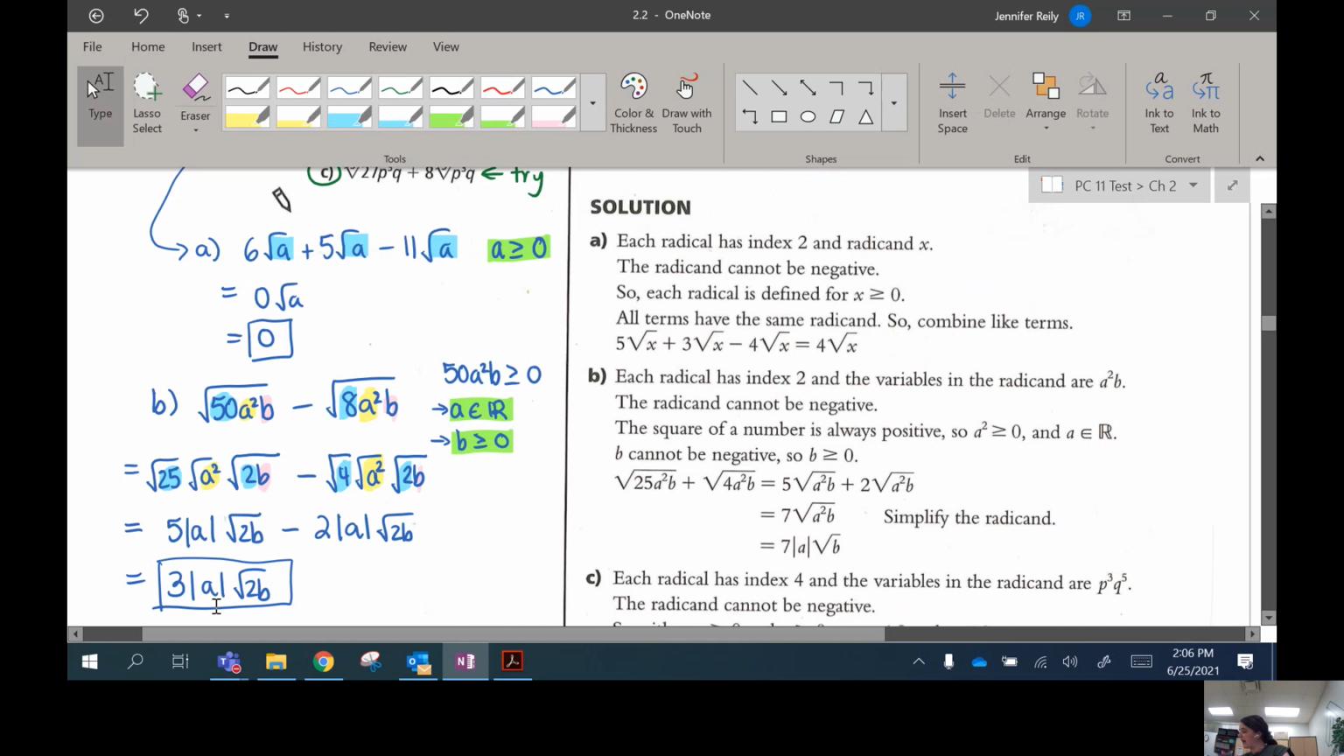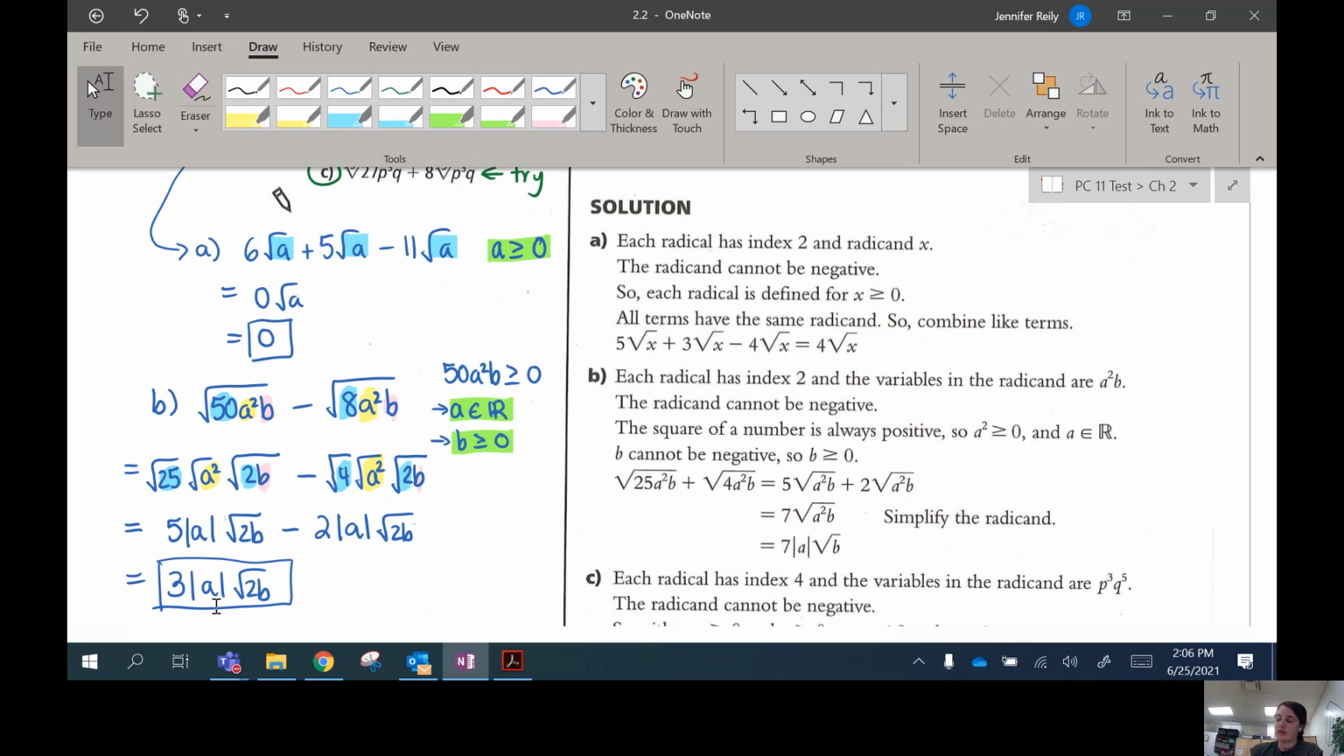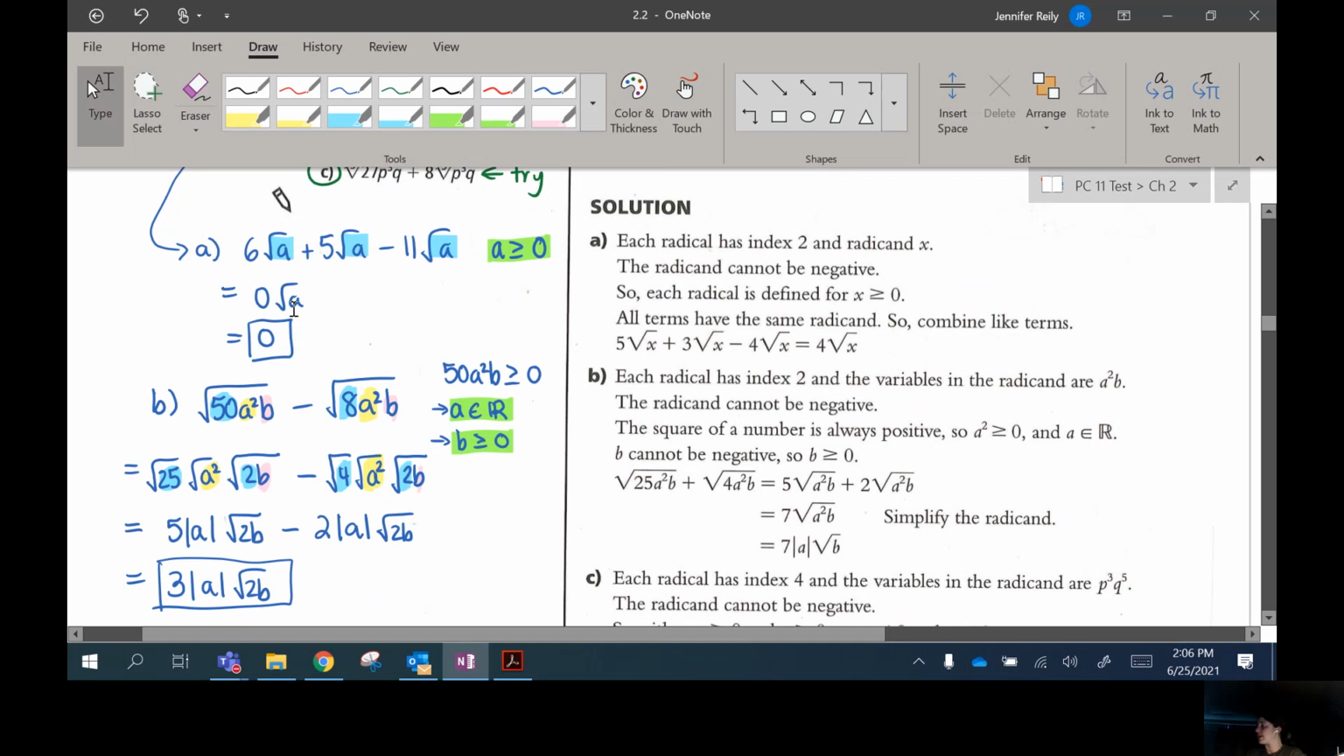Let's go and try an even harder question. So in the next example, it's not going to be any different, but it's just going to be slightly more challenging because there's just going to be more terms.